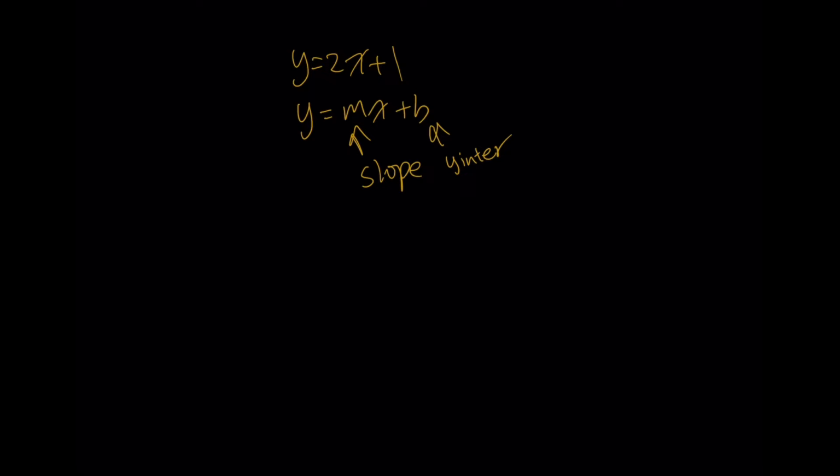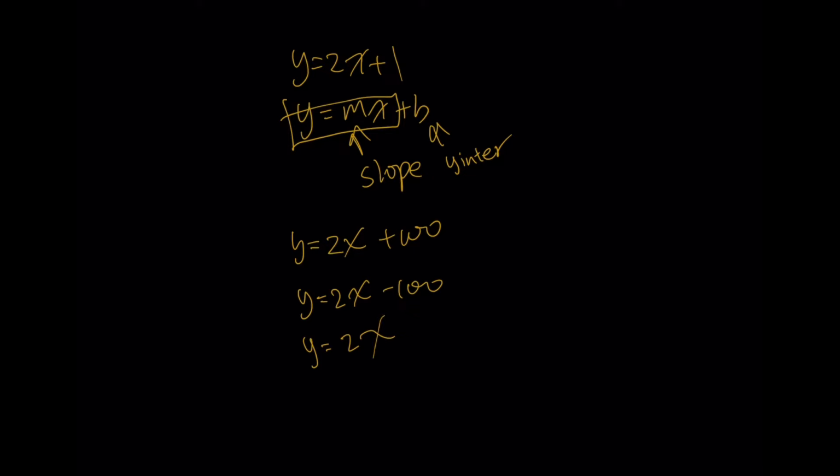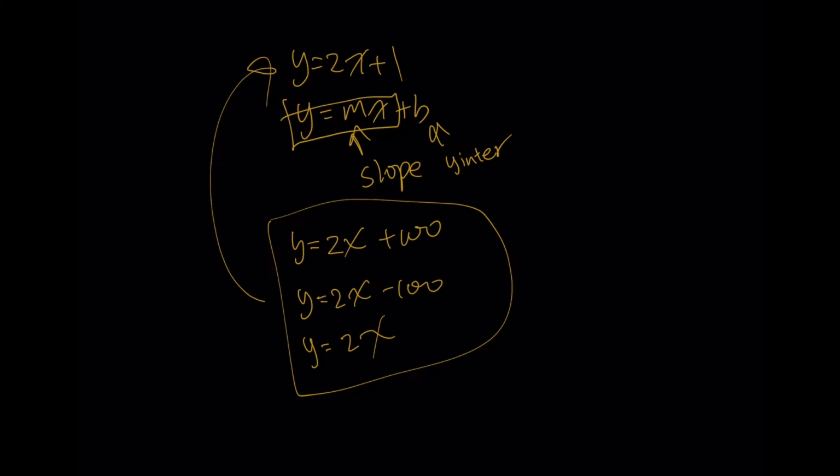To make a parallel line, all you need to do is copy the y = mx part. So y = 2x in our situation, and our intercept can be anything I want. I could say y = 2x + 100, y = 2x - 100, or even just y = 2x. All three of these are parallel to y = 2x + 1.